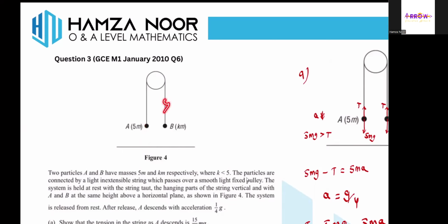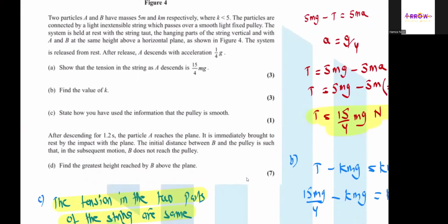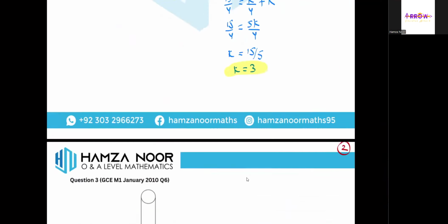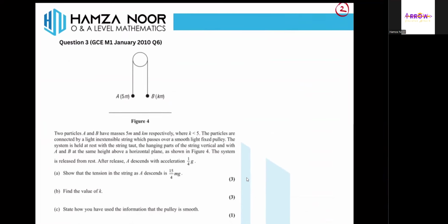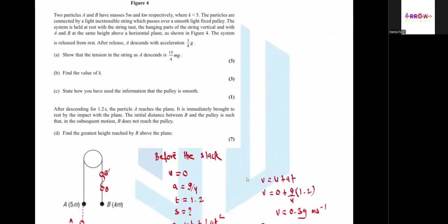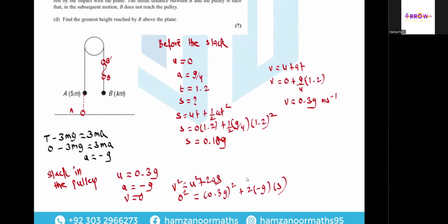When we have slack in the pulley, the tension in the string becomes zero. The magnitude of the tension becomes zero. This motion is called the slack in the pulley. I hope you have covered all of these basic concepts in the examples of the book and the questions of the exercise. So here is the solution for part D.